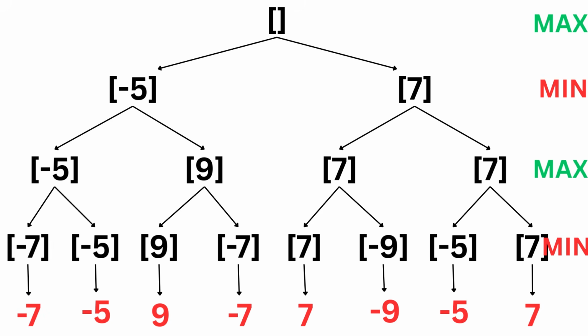The above level is min. Between -5 and 9, it will select -5, and on the second node both are 7, so 7 will be selected at the min level. Now the max value will be propagated to the root node, which is 7, so the root node will have the value of 7 now. So in order to win, the max player must choose the rightmost coin.